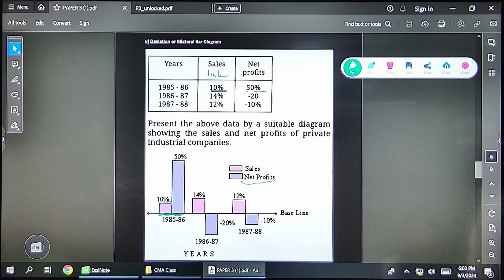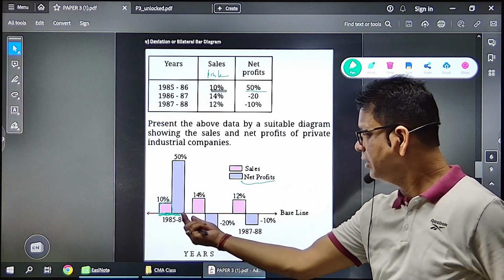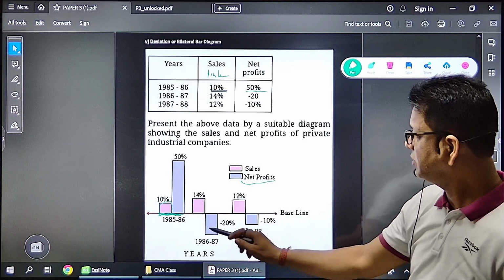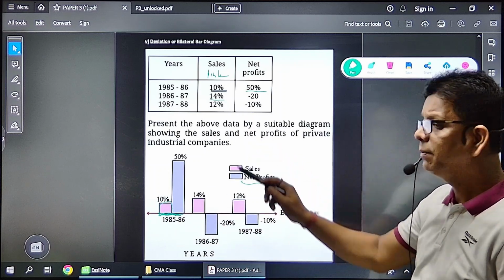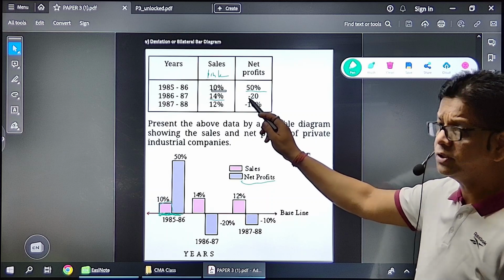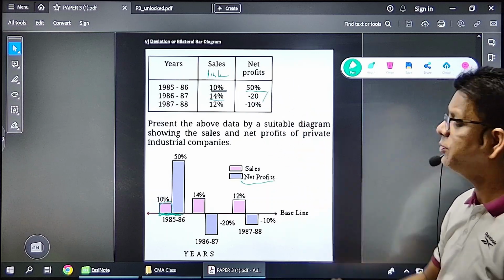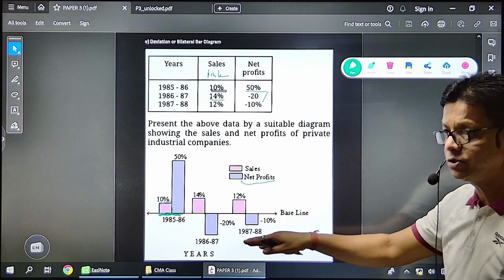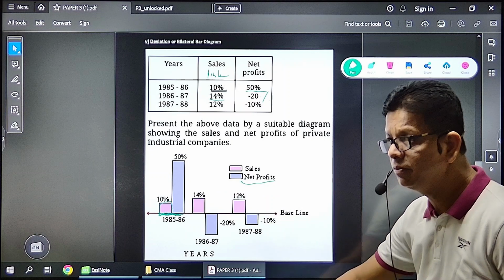Then there is a gap between them because the years are different. Now 86 to 87, you see the sale is suppose 14%, but this time there is a loss. How did I know loss? Because minus 20%. Minus 20% means the loss is negative, right? Since it is loss, it will go below 0.